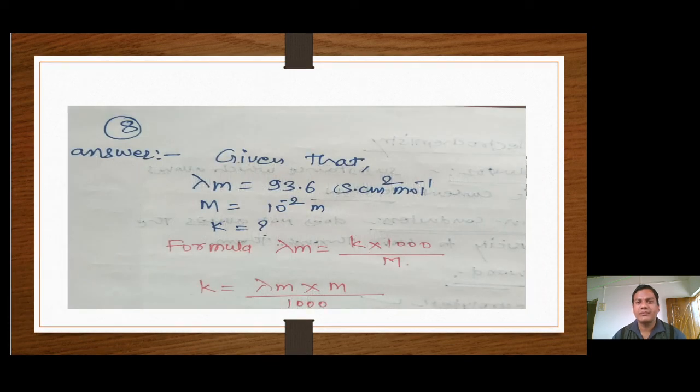Given that lambda m, that is the molecular conductivity, is 93.6 Siemens centimeter square per mole, and the molarity is 10 raised to minus 2 molar solution of LiCl. With the help of this we have to calculate K, that is the specific conductance. We know the formula: lambda m is equal to K into 1000 upon capital M. You can rearrange it for K. So K is equal to lambda m into M upon 1000. We have to put the values of lambda m and M in this equation.